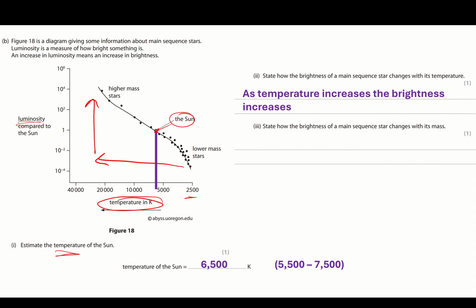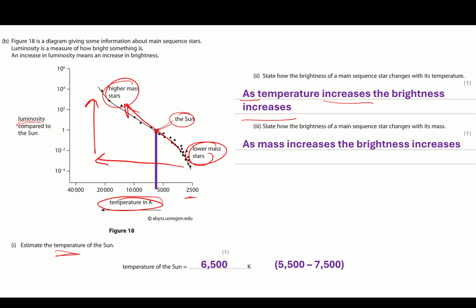State how the brightness changes with mass. Low mass, high mass. As we increase the mass, we get more light given off. As the mass increases, the brightness increases. Just state the different factors. Done. Next one, nuclear fusion provides the energy source for the stars.